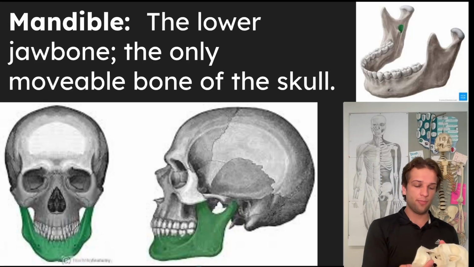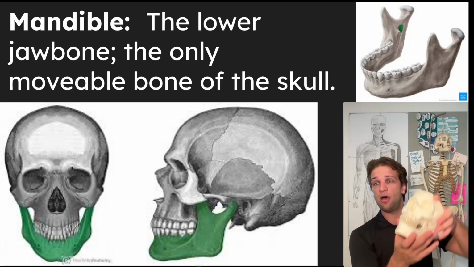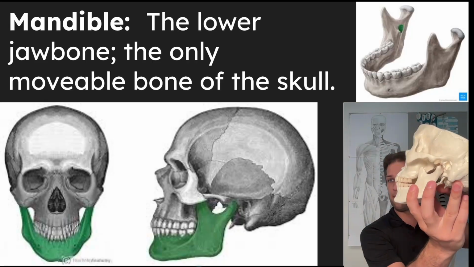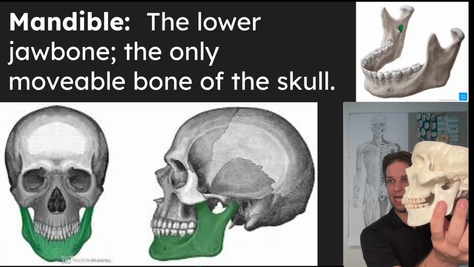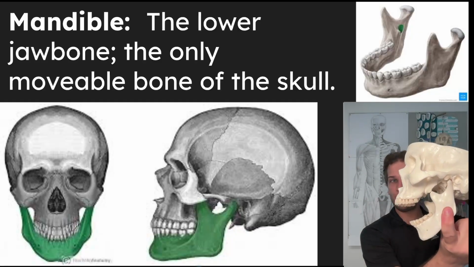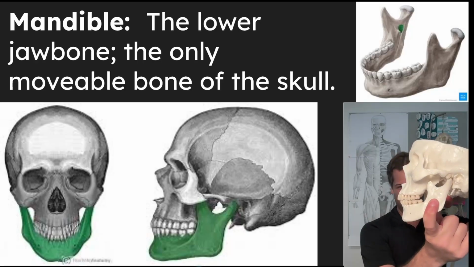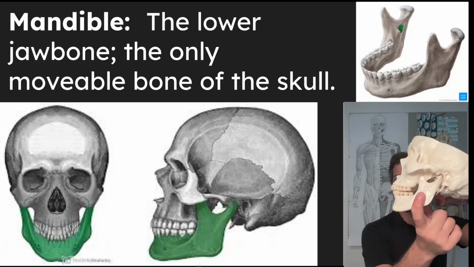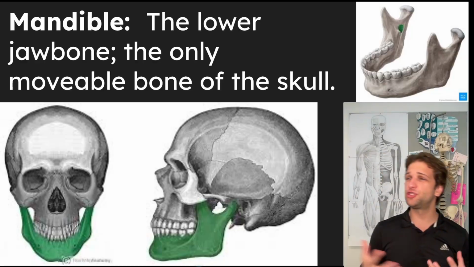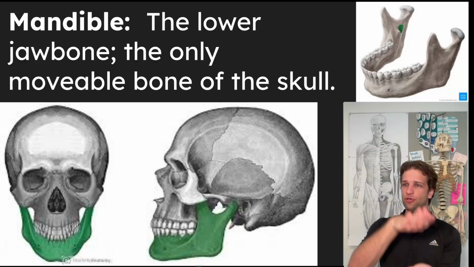Now we have the mandible. This is the lower section of the jaw. So, right, mandible is this guy. Mandible is the movable section of the jaw. It moves up to oppose the maxilla, to allow for chewing, talking, right, to allow those two to compress.